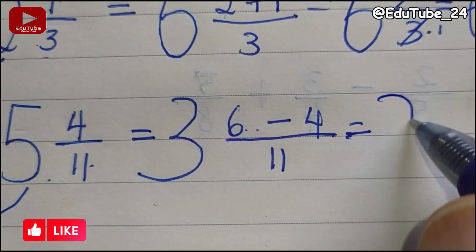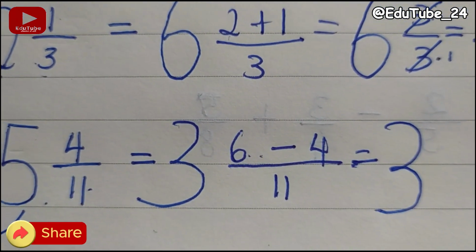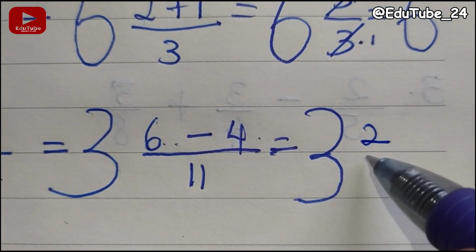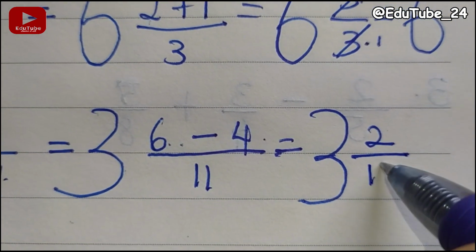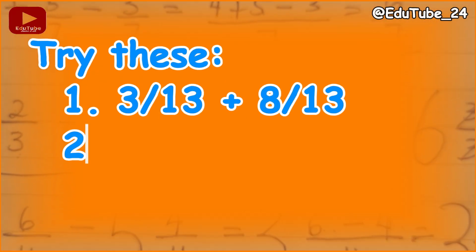So we will have 3 whole number. Make sure to always carry along the whole number. So we have 3 whole number, then 6 take away 4 gives us 2 out of this 11. And that is that for this fraction. So that is that about adding and subtracting like fractions.